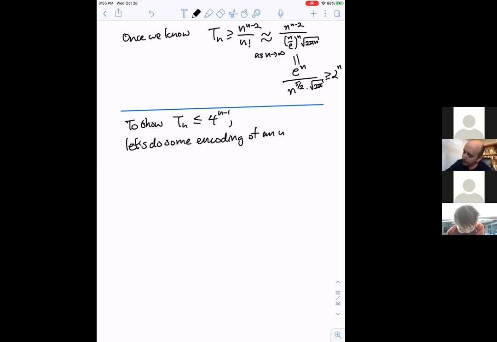So let's do some encoding of an unlabeled tree. This is a little bit like proof recoding, but it's not quite the same. By a sequence of letters down and up.